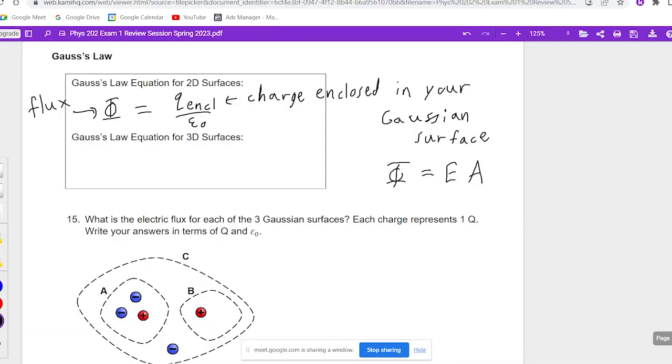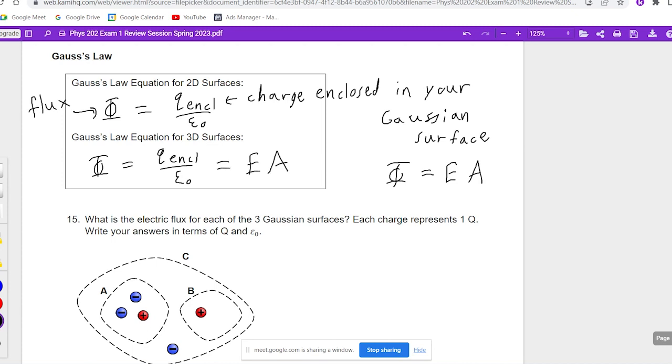Okay. Back to the review. And then for 3D surfaces, it's the exact same thing. Flux equals charge enclosed over epsilon naught. However, we can also set it equal to E times A.